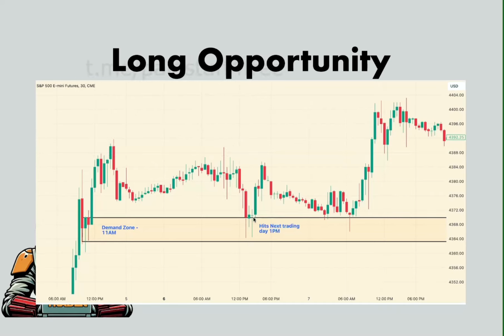And then as we see, after an hour, the S&P came back up. And then we definitely had a 2-to-1 risk to reward trade right here. And then you can see even later, it came back down to that same zone and then shot up even more. So this was a great zone right here.